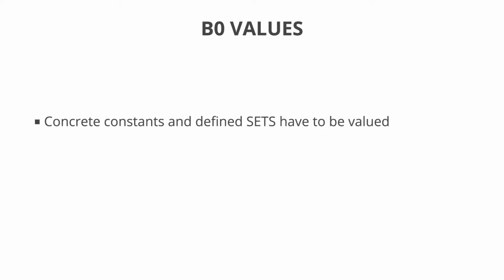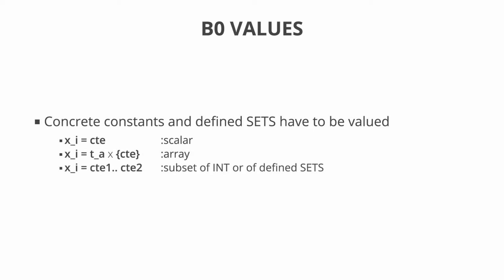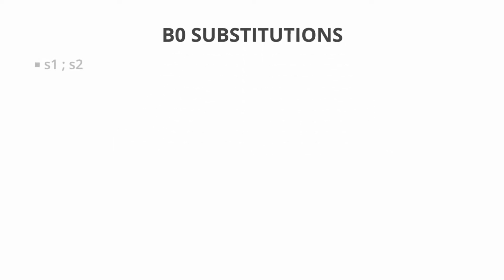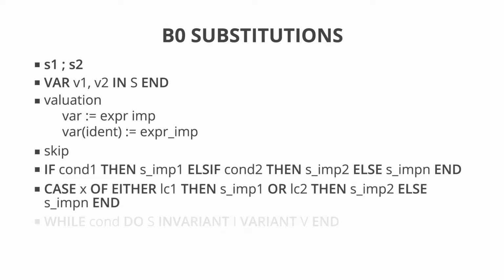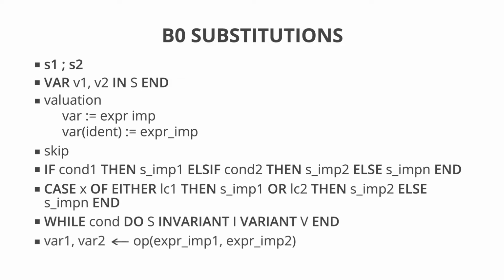Concrete constants and defined sets have to be valued in the clause values, using scalars, arrays, or subsets of int or of defined sets. B0 substitutions are either the sequencing of two substitutions S1 and S2, the declaration of local variables usable in S, the valuation of a scalar or function, the skip substitution, if then else, case, while loop, and operation call, being an operation from an imported machine seen, or a local operation of the implementation.